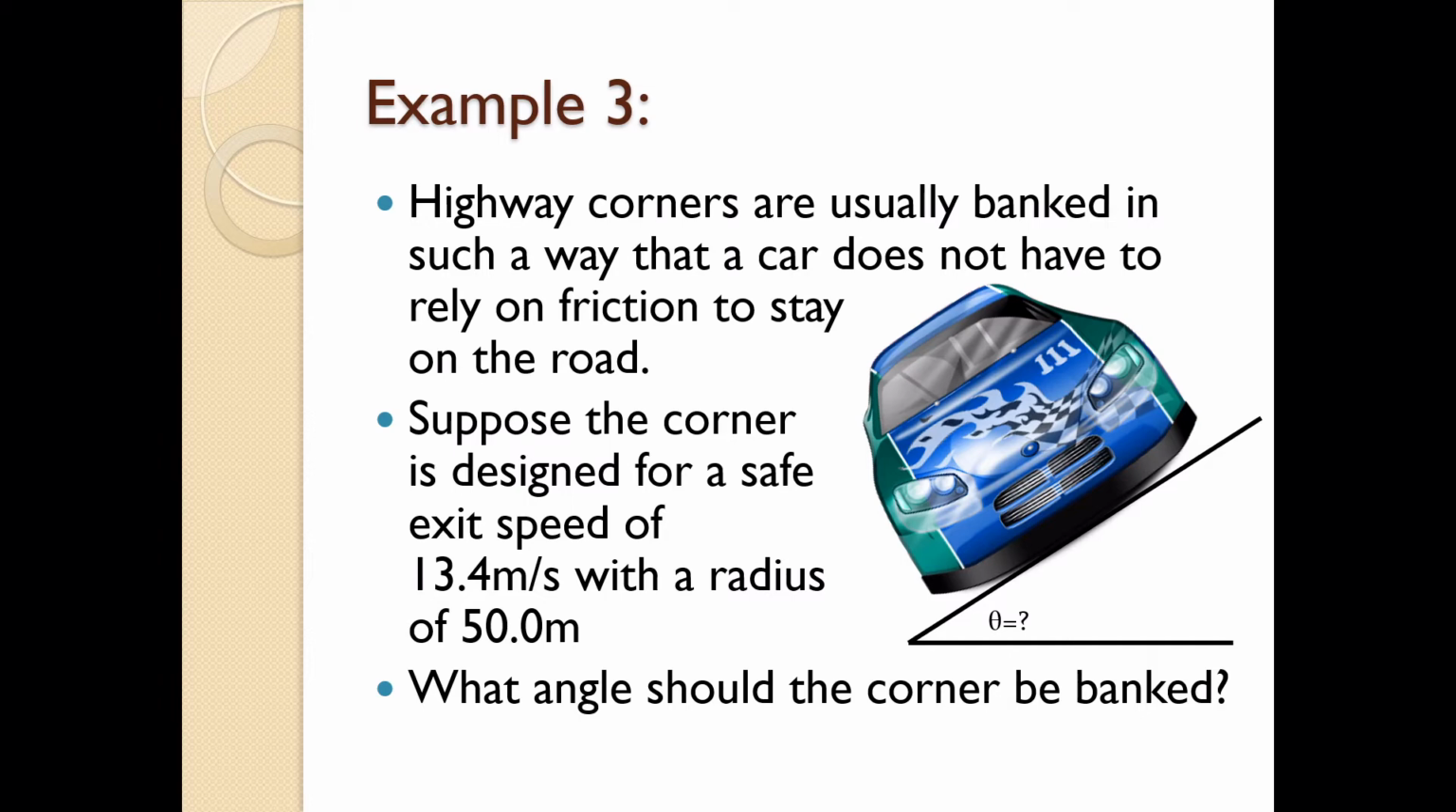This is very important for highway exit speeds, and especially in places where there could be icy or wet conditions that reduce the amount of friction on the road. All right, so let's suppose that we want to design a corner with a safe exit speed of 13.4 meters per second. That's around, I think, 50 or 60 kilometers per hour. And we want to design this so that the radius of curvature is 50 meters. Then we'll decide what angle the corner should be banked at.